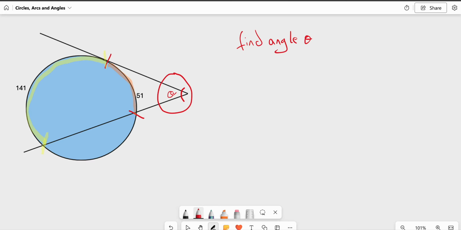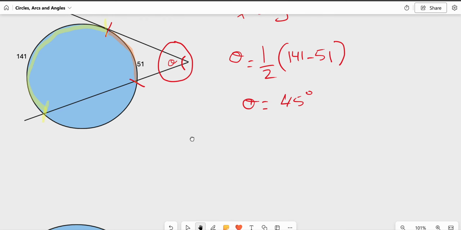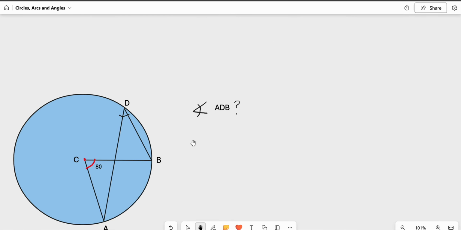And we know that the external angle is the difference between the two arcs, the large arc minus the small arc, divided by 2. So the angle that we're looking for is 45 degrees. Let's move now to another exercise.